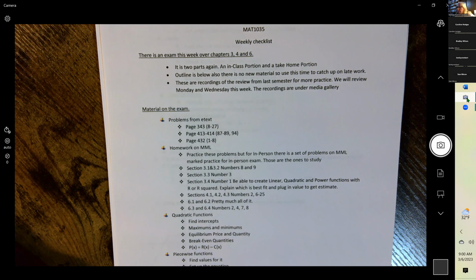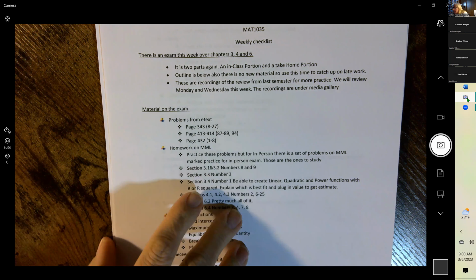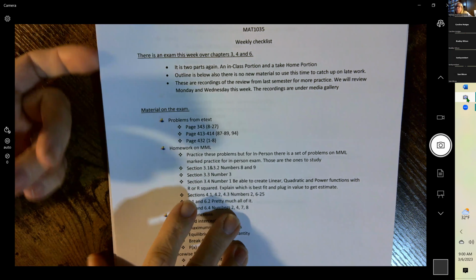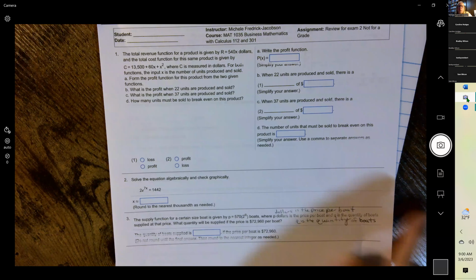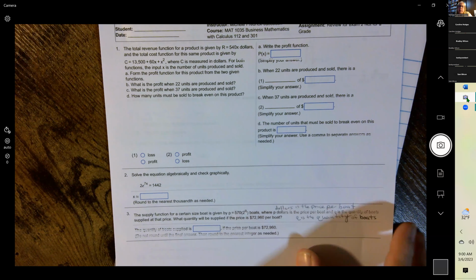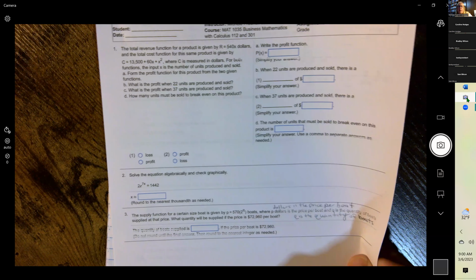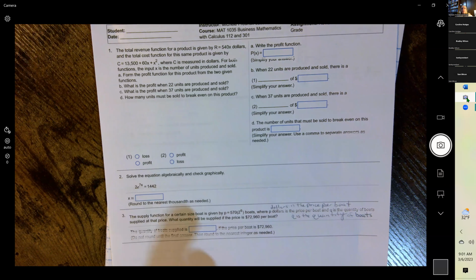And on My Math Lab, it's not for a grade, but there are practice problems. So we'll go through those 5 today. And then you can always go on My Math Lab and try another, and it'll give you similar problems, and that way you can practice them more. You can use a formula sheet. And any questions?